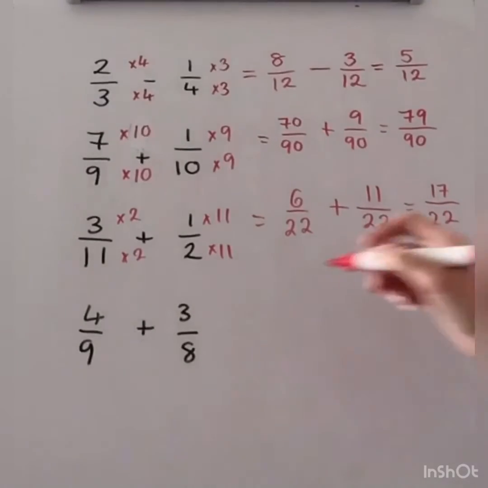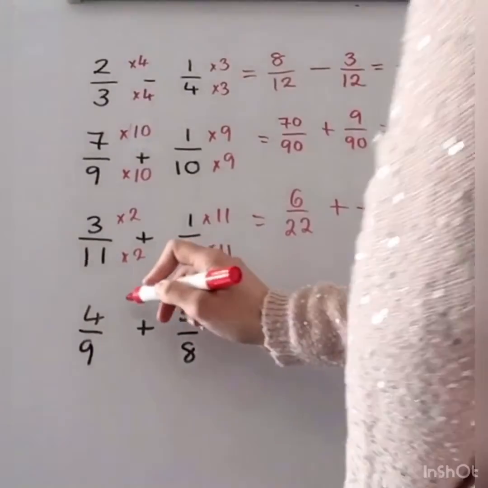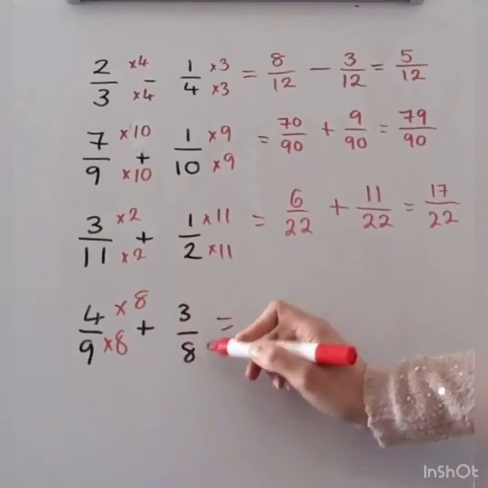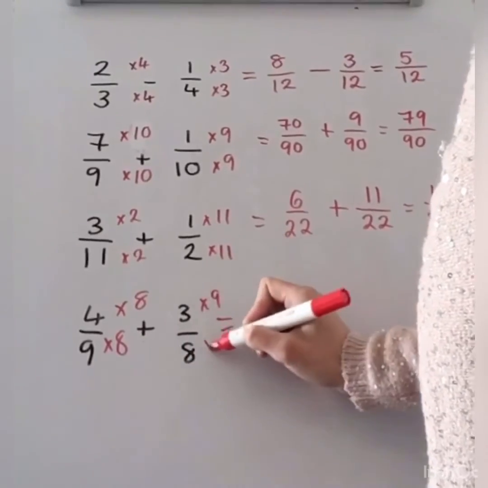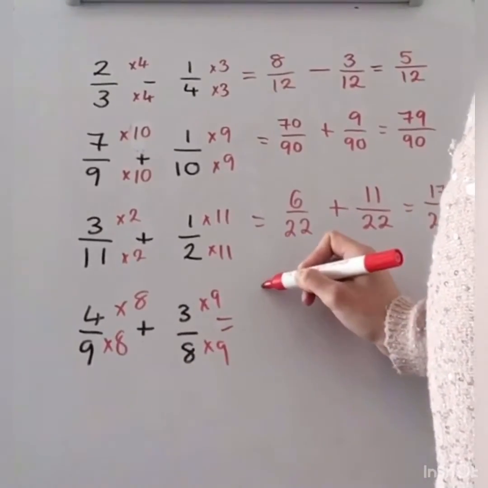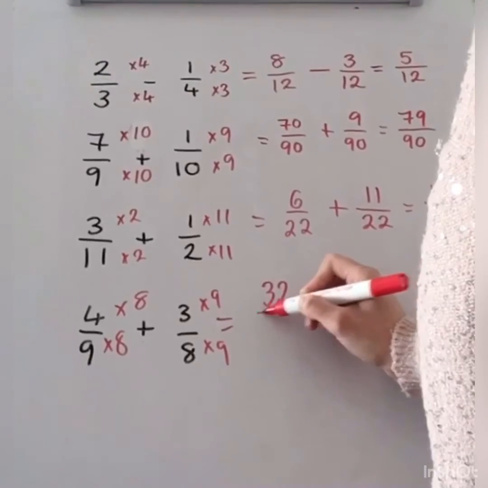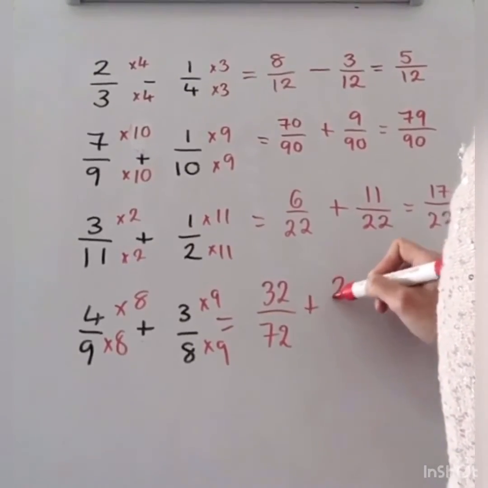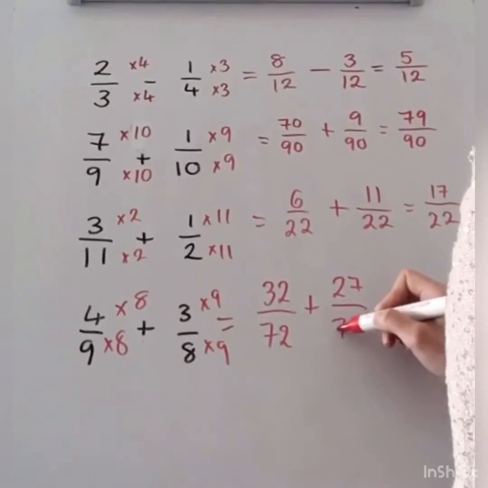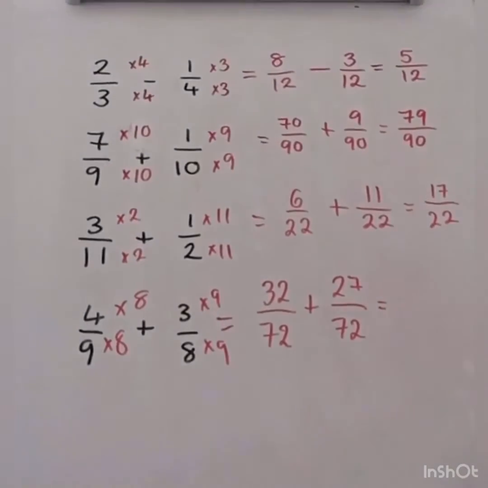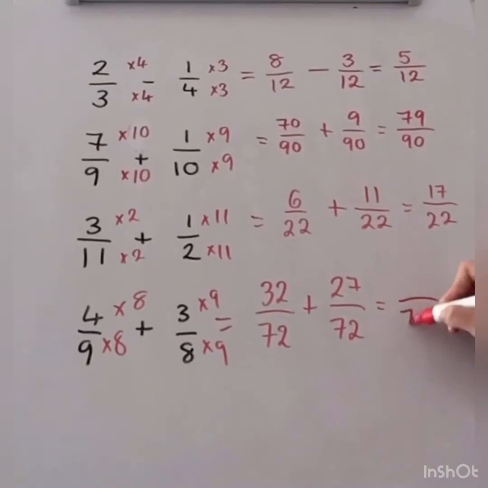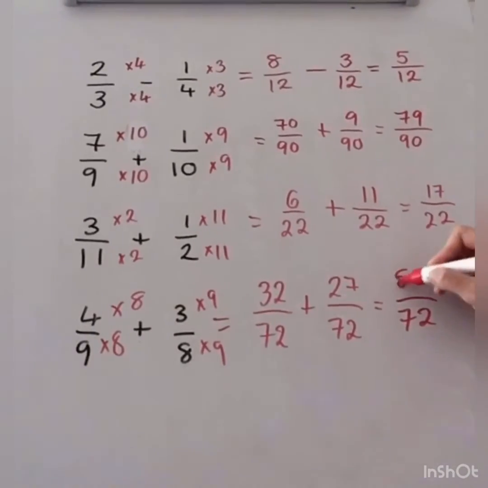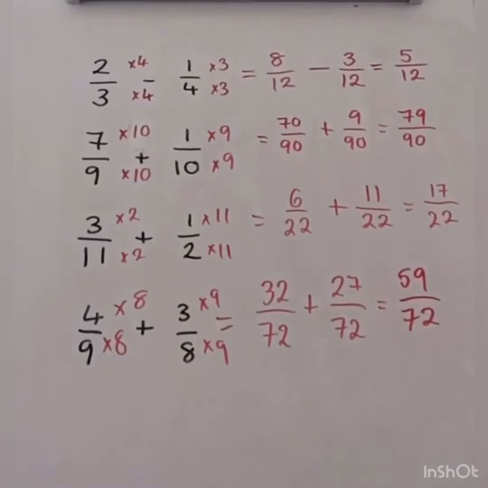Again, we can see we have to do the same method on the final question, so I'll times my first fraction by the 8 and my second fraction by the 9. So I get 32 over 72 plus 27 over 72. Again, we've now got our common denominator, so we're happy we can add those just as they are. So we end up with 59 over 72.